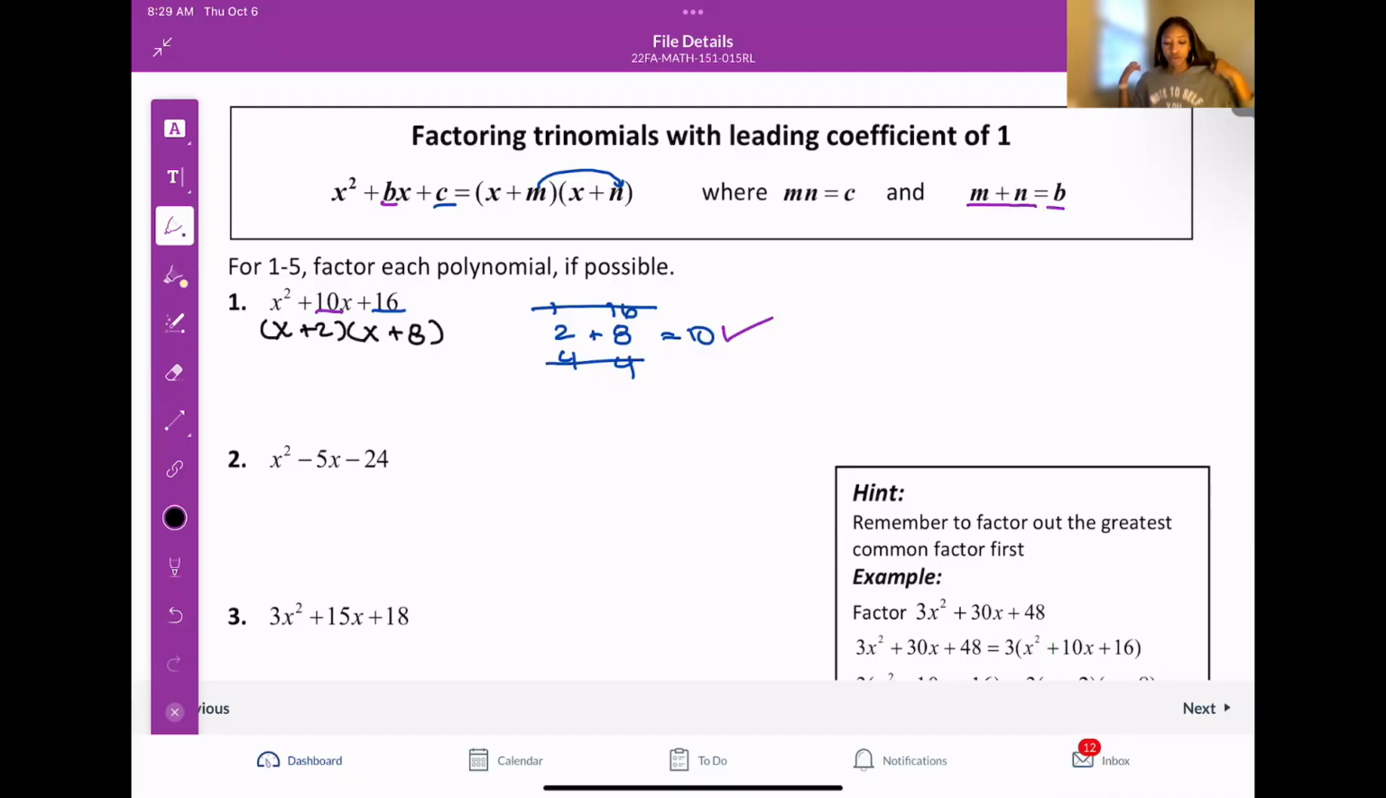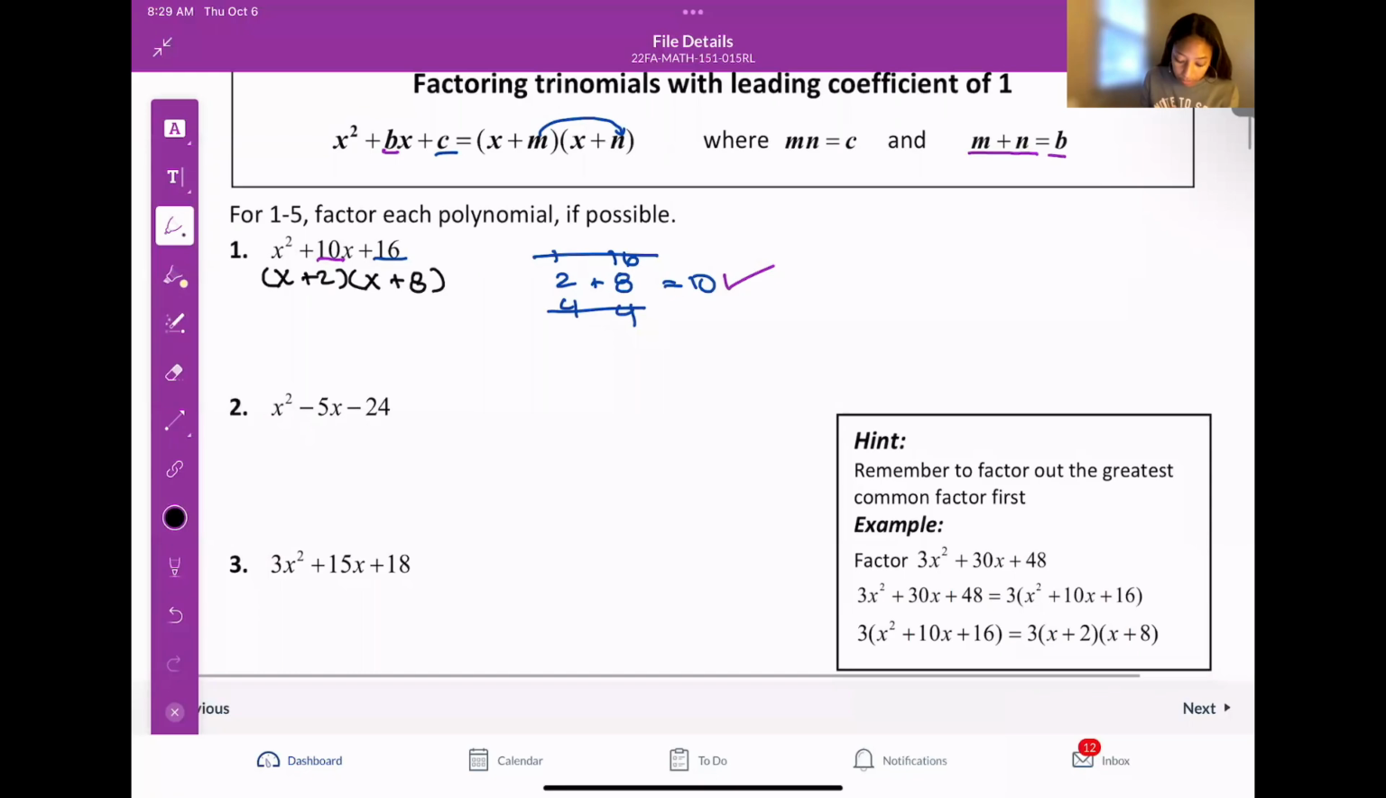All right, so for the next 4 problems, we're going to use this same technique. Look at the C term. Think about all of its factors. Try to find a pair of factors that add to the B term. On to number 2, which has C equal to negative 24.